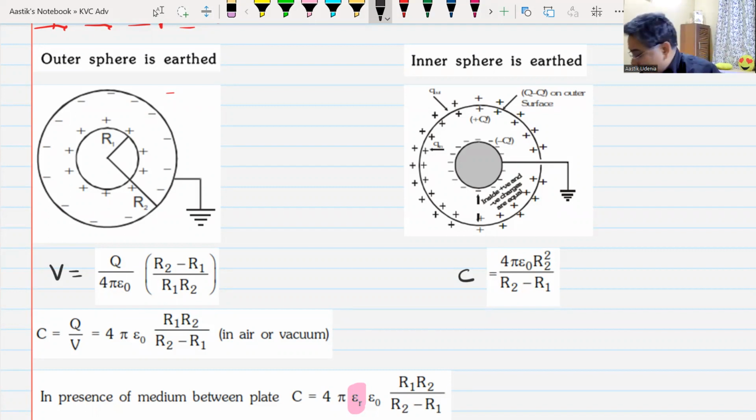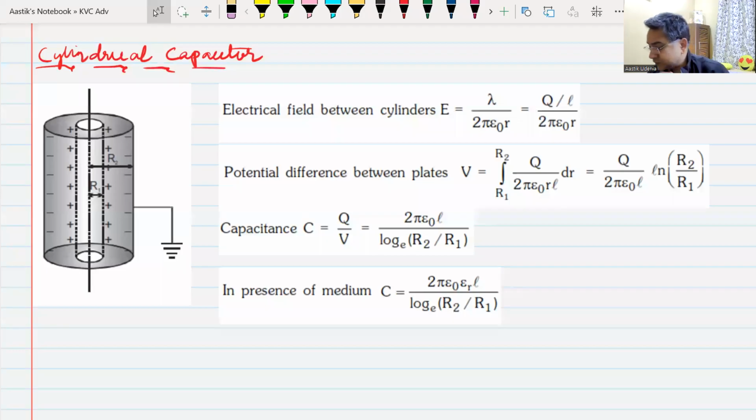Inner sphere is earthed, outer sphere is earthed. If between the inner and the outer we have a dielectric of dielectric constant K, it will be multiplied by K. I'll give 2 minutes to note this down. Then we come to the next heading.